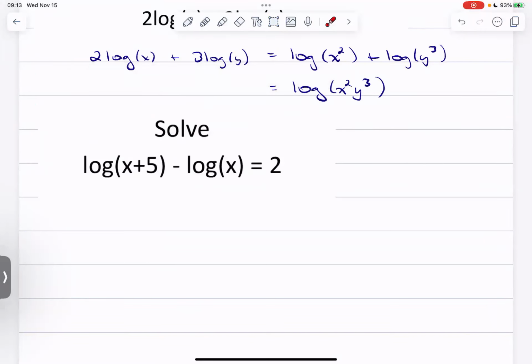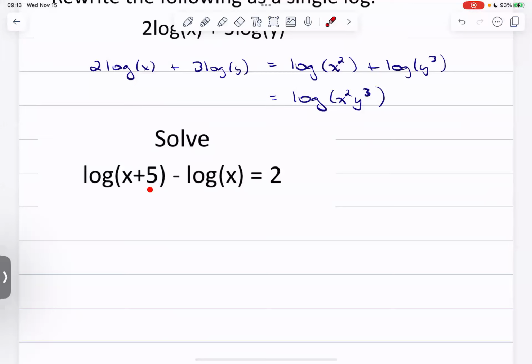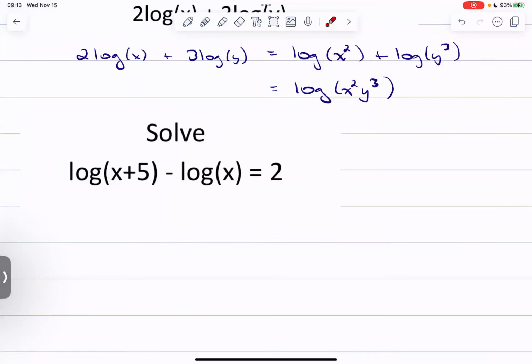What if you have to solve the log of x plus 5 minus the log of x is equal to 2? I'll give you a moment to give it a whirl. But what's the first thing you're going to have to do? Combine these into one log is my go-to move. Could put it all in the exponent, but it'll get messy.